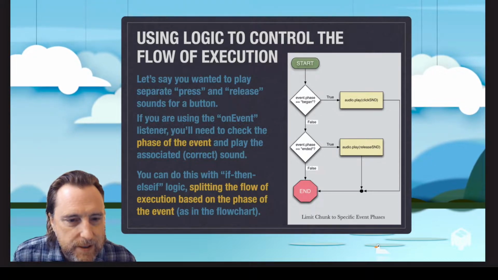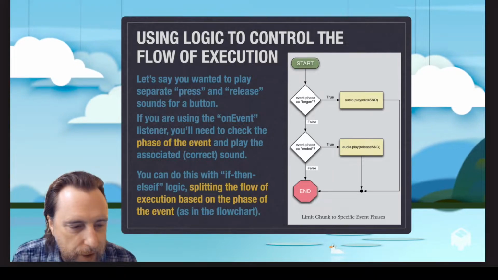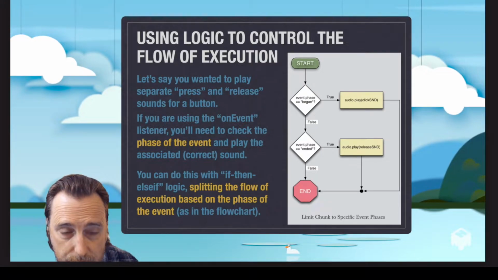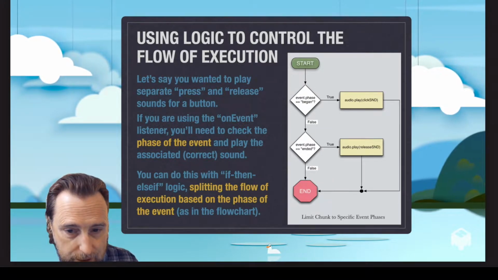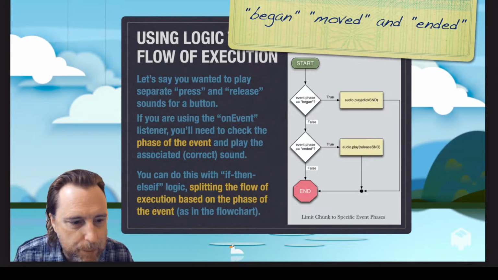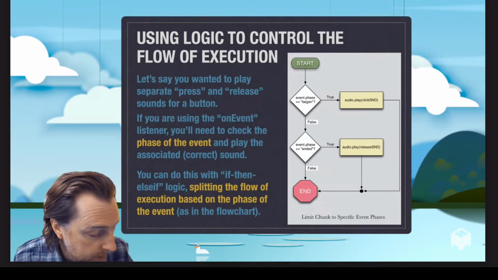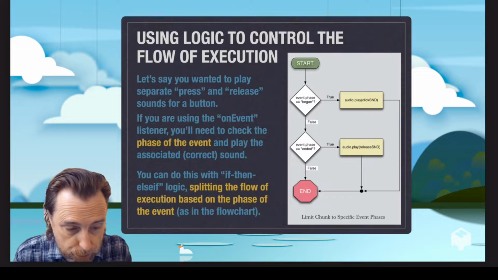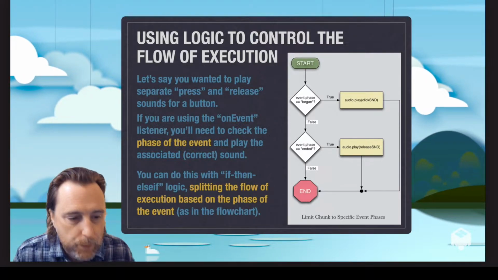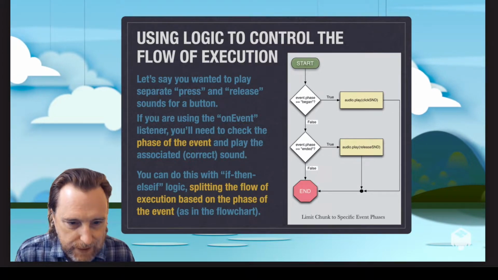But if you wanted to do something with the least amount of code, you would hook the button up to the on-event listener, and inside the on-event handler, you would detect the phase of the event. As a reminder, buttons have three different events: the began, the moved, and the ended phases. Moved is not something we normally do anything with because we don't normally let the user move buttons around the screen, but you certainly could. If we're using on event, we normally focus on the began phase and on the ended phase.